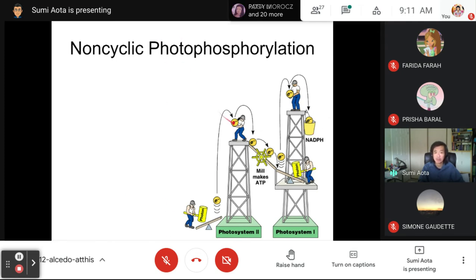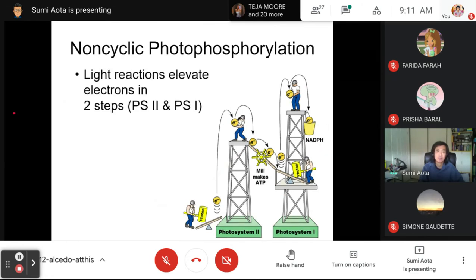It needs light, so photo, right? And then phosphorylation because we're making ATP. Okay, so that's what this process, this Z diagram, is called, where you have electrons coming in from one end and leaving the other. Okay, so the light reactions excite or elevate the electrons in two steps, PS2 and PS1.